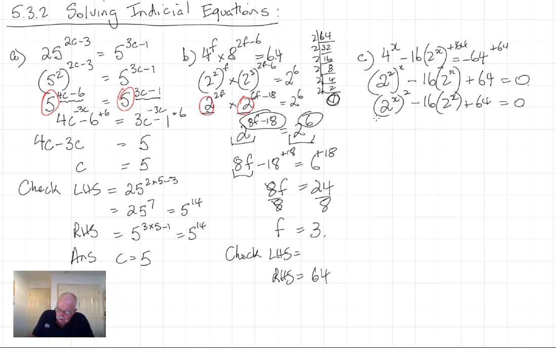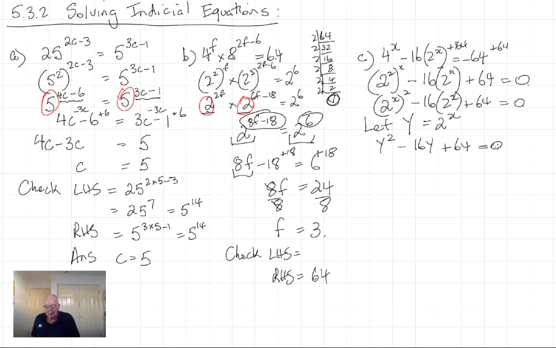So to make it look a bit better, I'll introduce another letter. So let's just use capital Y. I could use any letter I like. I'm just going to use capital Y. Let y equal 2 to the power of x. It'll just make it easier working. So instead of 2 to the x, I'm going to write y. And so I get y squared minus 16y plus 64 equals 0.